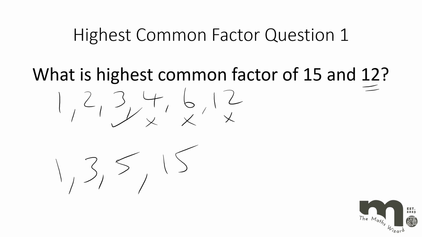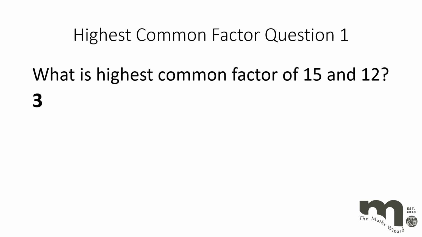So if you start with your lower number, you can save yourself a bit of writing, really, but it's sometimes quite useful just to check there. And as you can see, 3 is the one that's in both of those lists. There is the highest number that's in both of those lists. So 3 will be your answer.